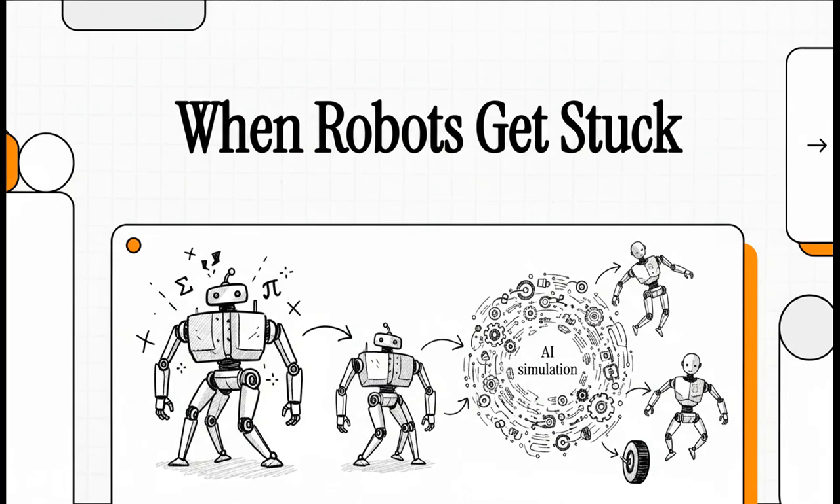We've all seen those incredible videos of super agile robots, right? But what happens when the hidden math behind all that graceful motion suddenly breaks? Well, today we're going to explore exactly why robots get stuck and how a really cool breakthrough in AI simulation is helping them learn to get unstuck way faster than ever before.